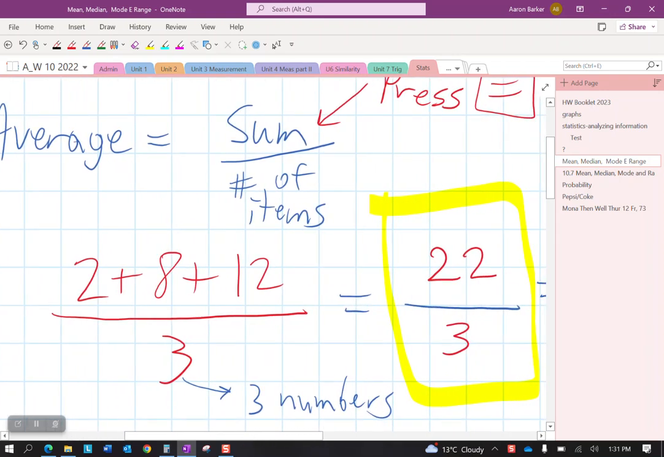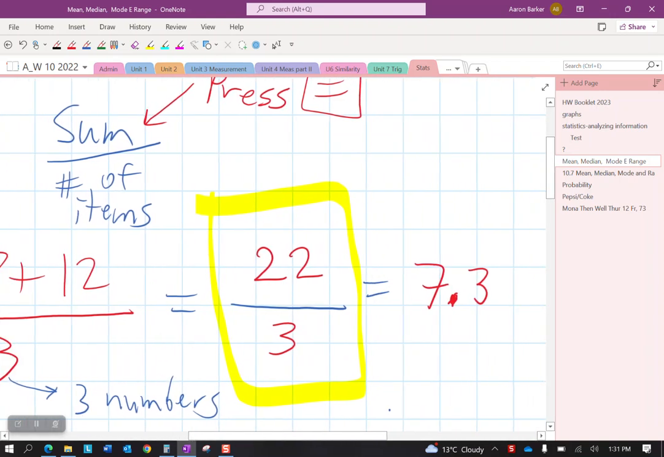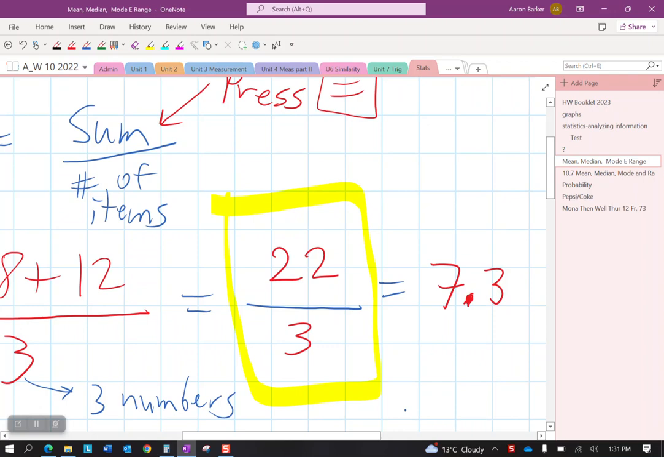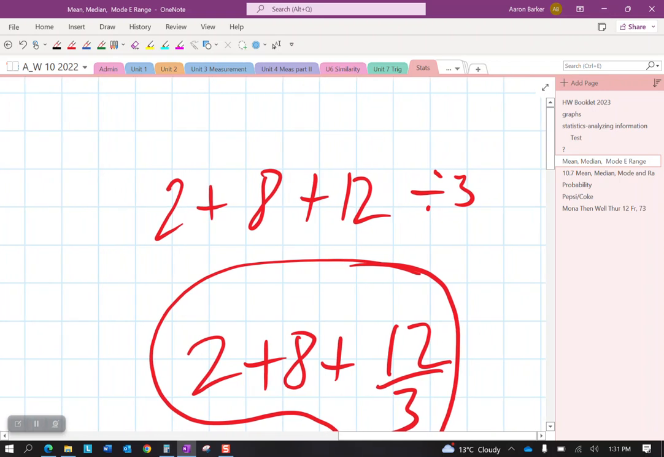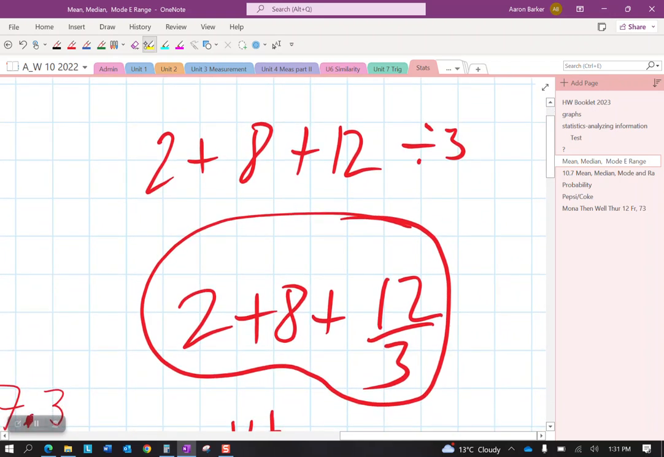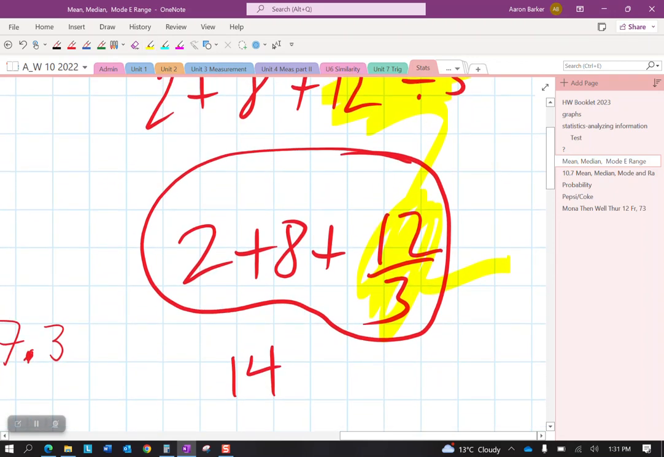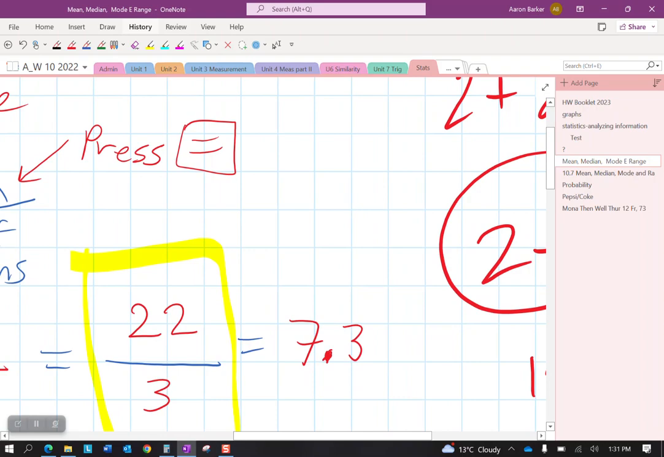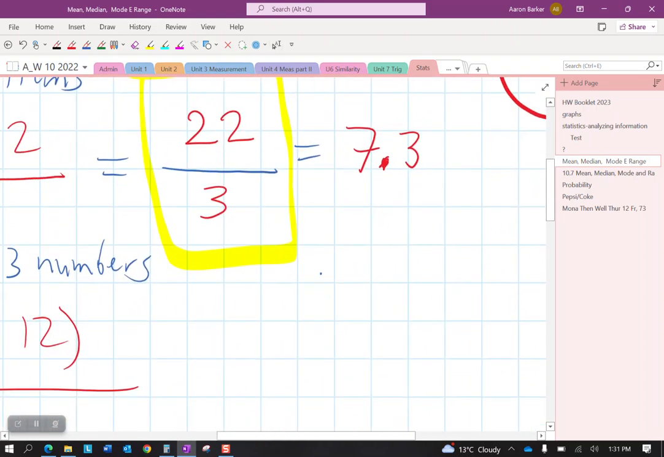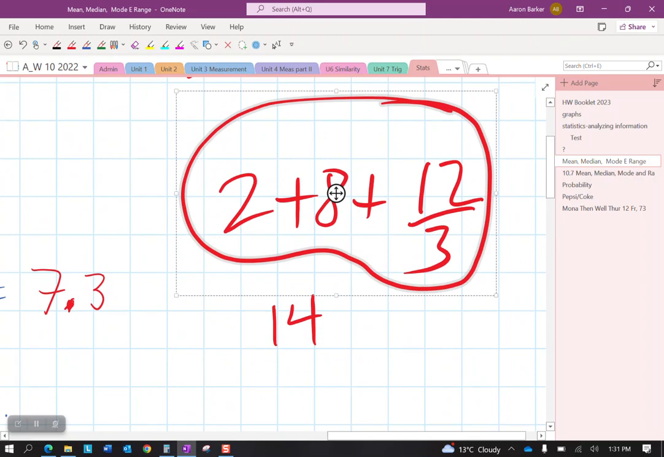Okay, so this middle step here that's highlighted is the most important: get a total, then divide by 3, and you should get 7.3. If you didn't get 7.3, it's because you didn't find the total. So you actually just typed into your calculator, only divide the last number by 3, and then add it to the front numbers so you get 14. That's incorrect. You got to make sure you tell your calculator to find the sum, so press equals, or you can use brackets. That's fine.